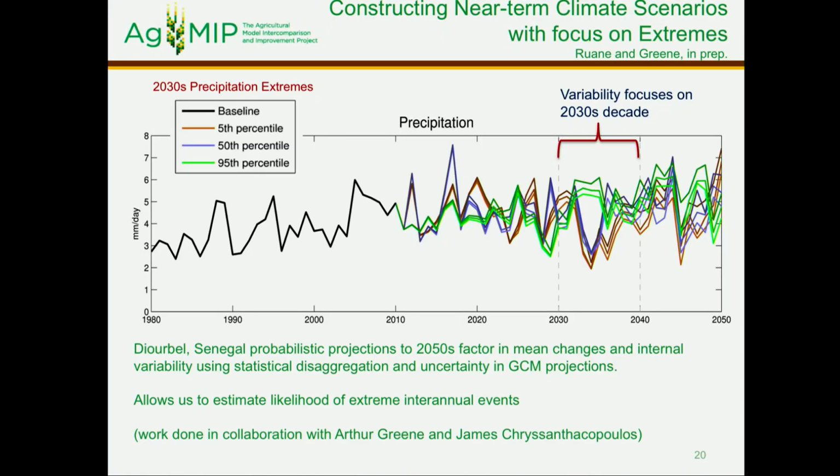Okay. I promised I would say something about near-term scenarios. This is an approach that I've been developing along with Arthur Green at the IRI. And the basic idea here is you can statistically disaggregate historical climate to get an idea of the natural variability.